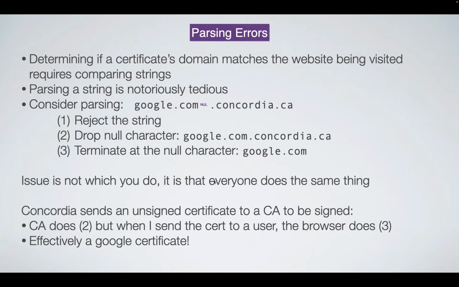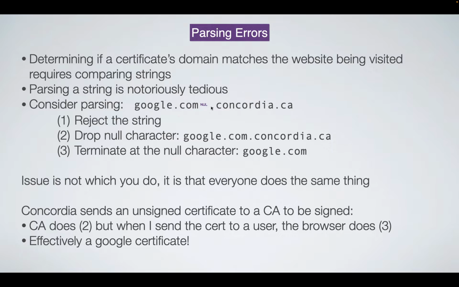So for example, let's say the CA looks at it and says, I'm written in Java, so I'm just going to drop that null character. And so it's going to send an email to admin.concordia.ca, right? The person at Concordia is going to answer that email. They're going to get a certificate. The certificate will be for the full string. Okay, so they'll sign off on the full string.